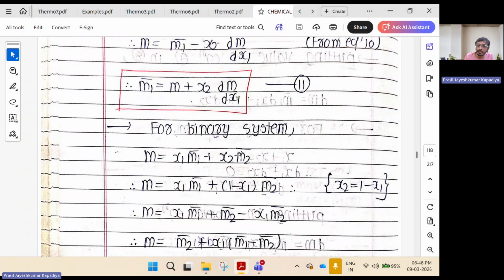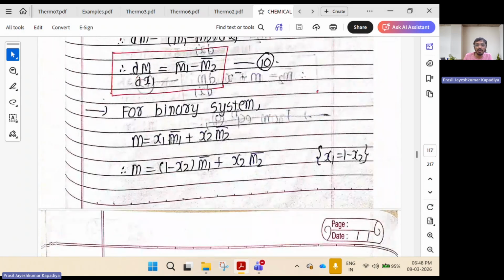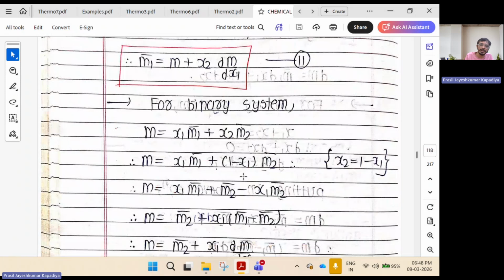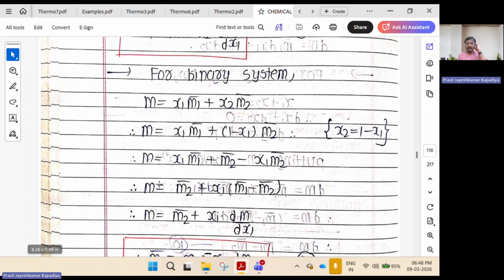So earlier, what did we do? We replaced x1 with 1 minus x2. Now let's try to replace x2 with 1 minus x1. So m is x1 m1 bar plus x2 m2 bar. So x2 is 1 minus x1 times m2 bar. So x1 m1 bar plus m2 bar minus x1 m2 bar. So we are again left with m is equal to m2 bar plus x1 times (m1 bar minus m2 bar).